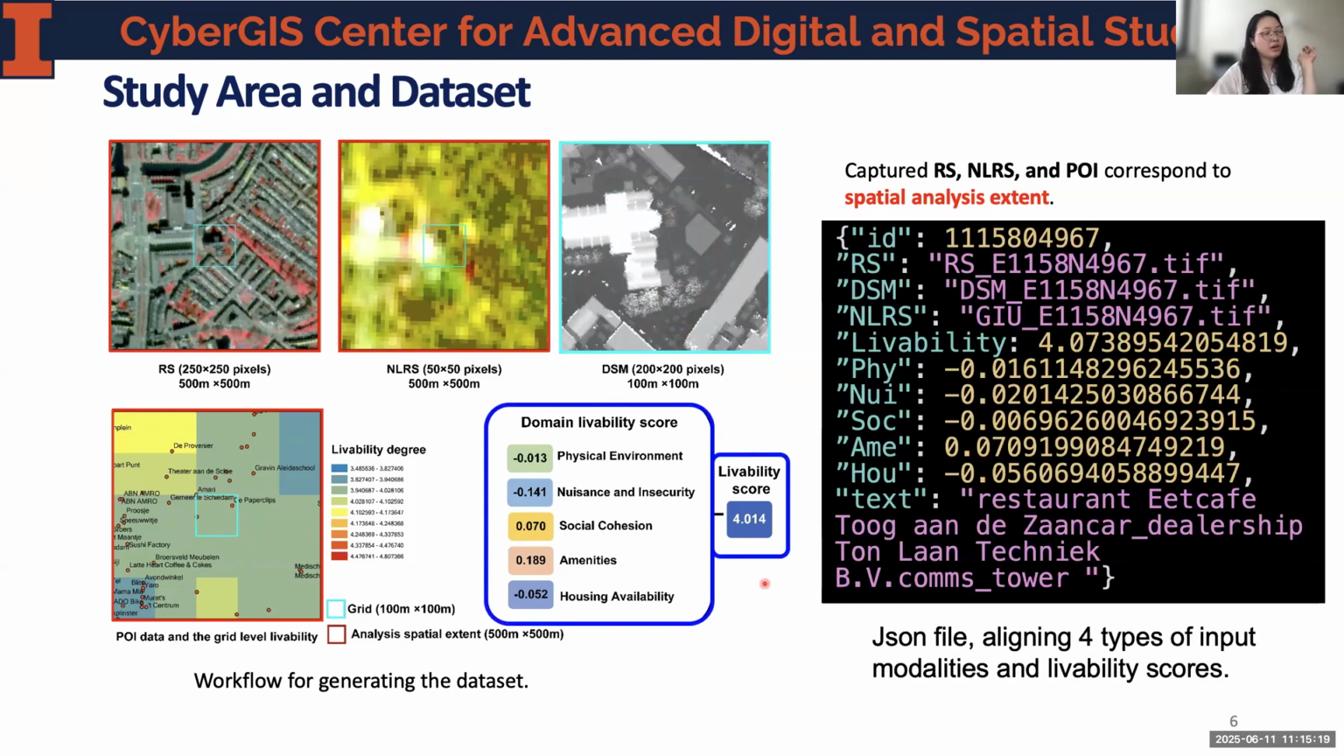Here I'll show you how we organized our dataset. For each livability sample, we give it an ID, and then we record the remote sensing image's name, the digital surface image's name, the nightlight remote sensing image's name, and also the 6 livability indices, including the overall livability and the 5 domain scores. And for the POI data, we have recorded it in the text part.